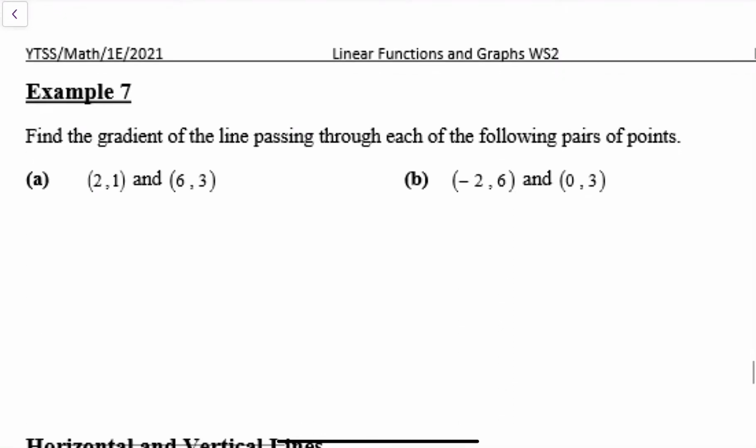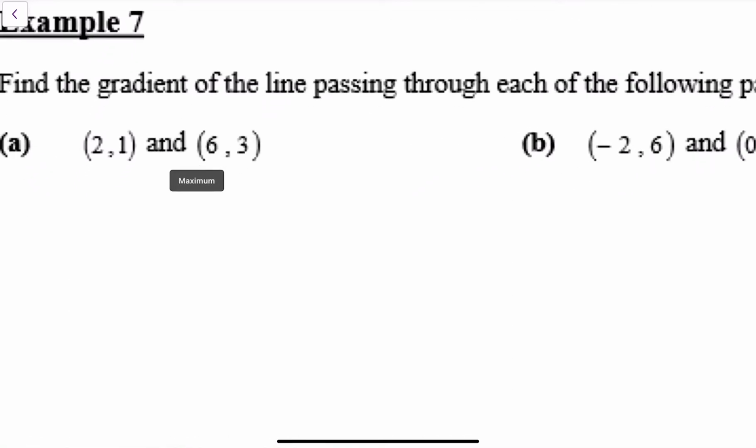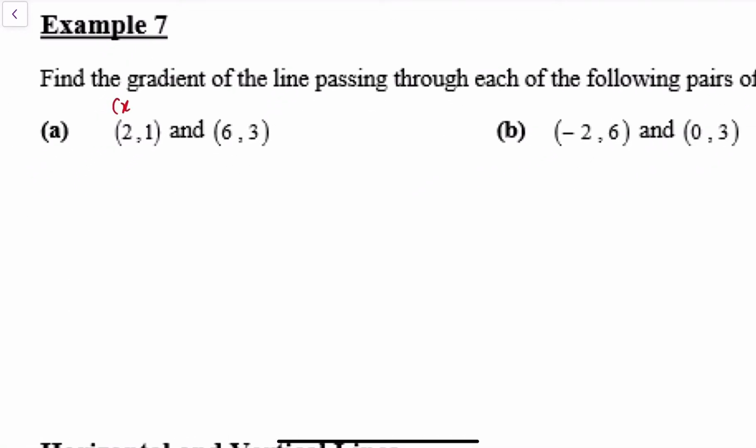Okay, this will be the last video for this worksheet. Example 7. Now, you have to find the gradient of the line passing through each of the following pair of points. 2, 1, 6, 3 for part A. So you have your x-coordinate of these 2 points passing these 2 points.